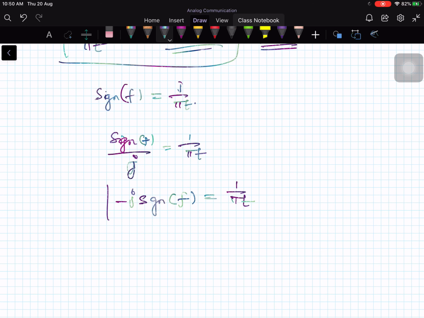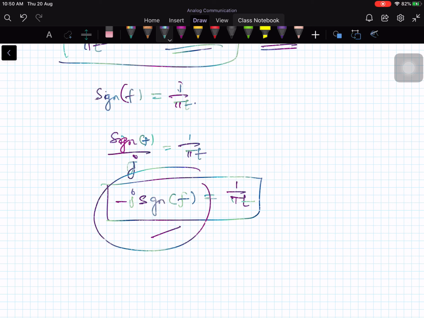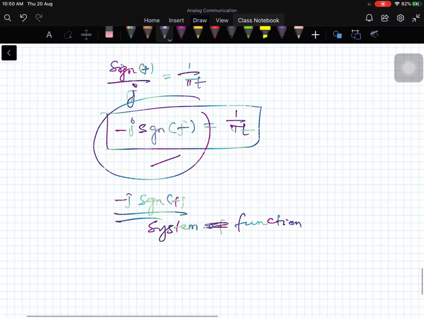Now we have this result. What do we understand from this? What is the physical interpretation of this equation? So what is the inverse Fourier transform of minus j times signum of f? It is 1 over pi t. Okay, that is the impulse response. See, this is a system function. Minus j times signum of f is the system function. Now the inverse Fourier transform of the system function is the impulse response. If you take the inverse Fourier transform, you will get h of t.